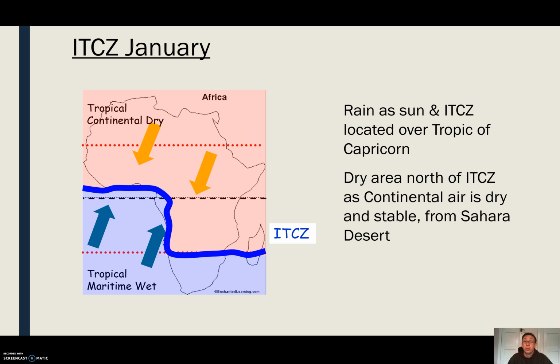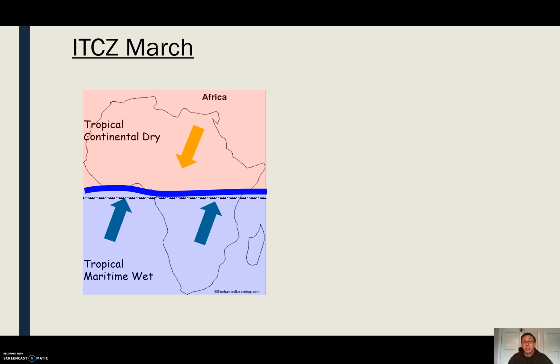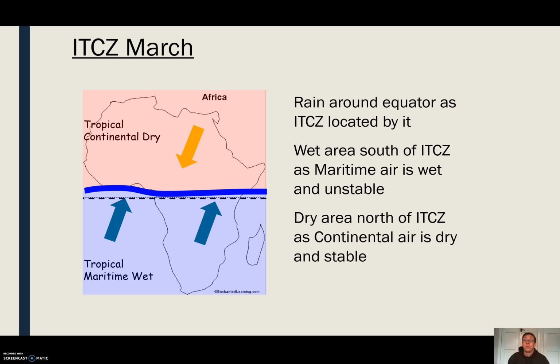Now, we move through the year. We're going to March. The thermal equator has moved north. The ITCZ has moved north with it. So we've got a lot of rain over the actual equator, 0 degrees. Everything south of the ITCZ will be reasonably wet. This marine air is still unstable. Everything north of it is still dry because the band of rain, the ITCZ, hasn't made its way there yet.